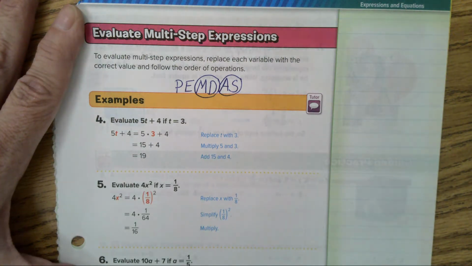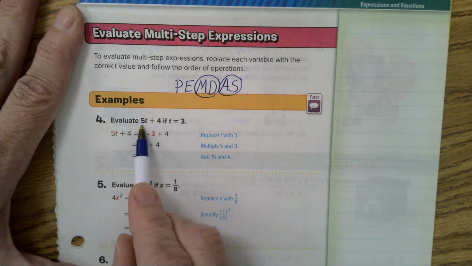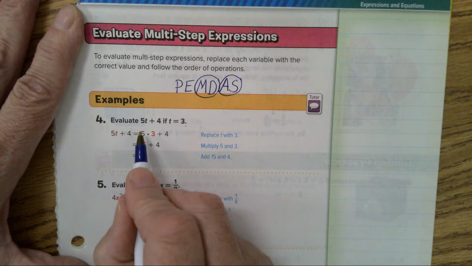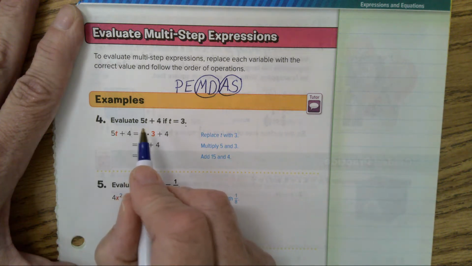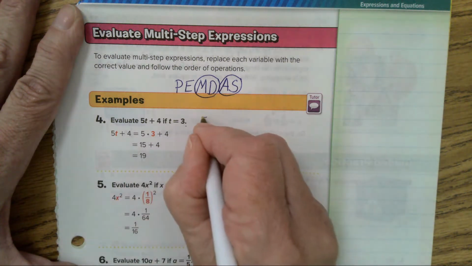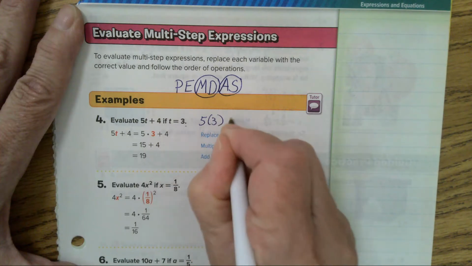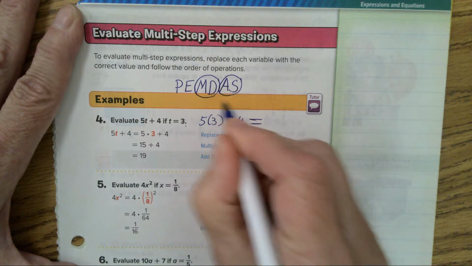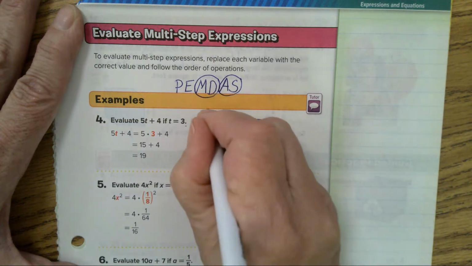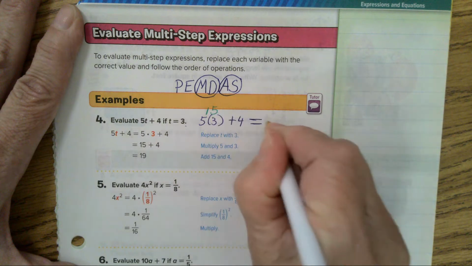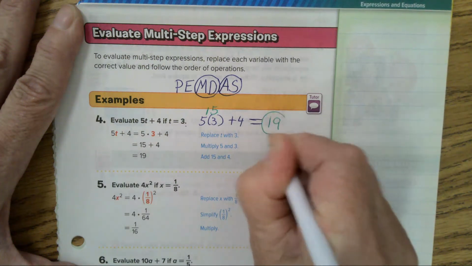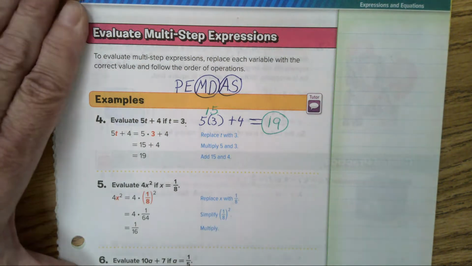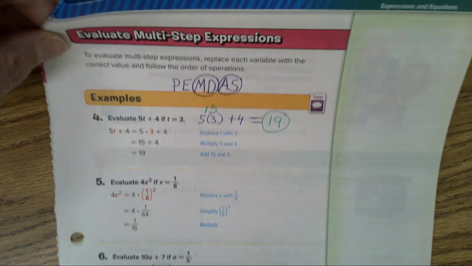All right, so this says 5 times t plus 4 if t equals 3. It is not 53. It's 5 times 3. So 5 times 3 plus 4. 5 times 3 will give you 15. And 15 plus 4 is the answer, 19. Please write it down like this. That's 5 times 3.